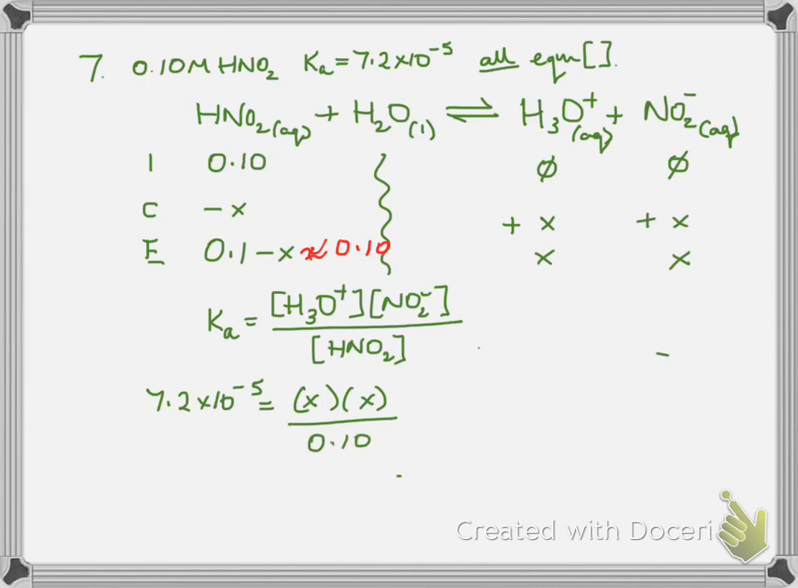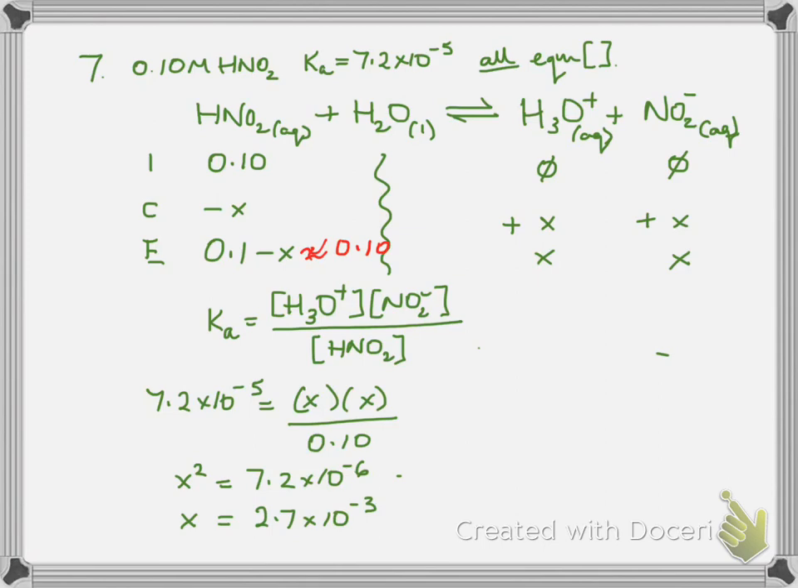That gives us x squared is equal to 7.2 times 10 to the negative 5 times 0.1, which is 7.2 times 10 to the negative 6. And then take the square root. X will be 2.7 times 10 to the negative 3.